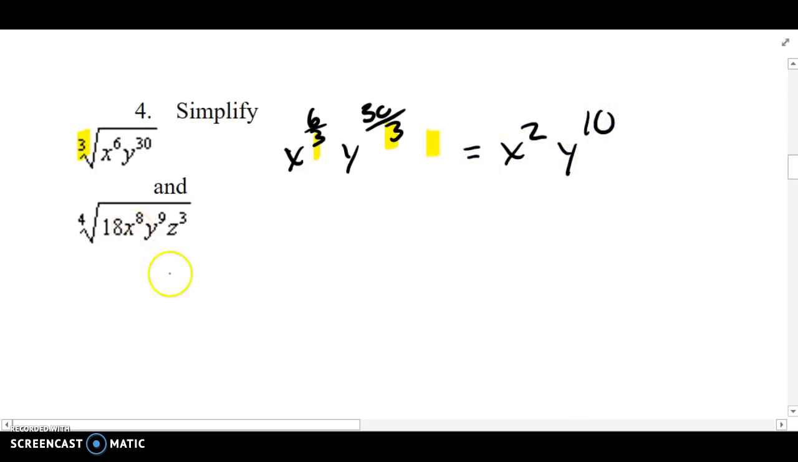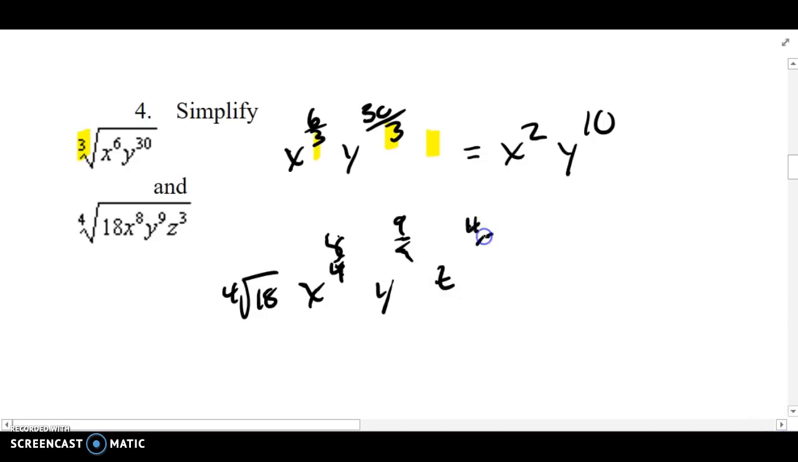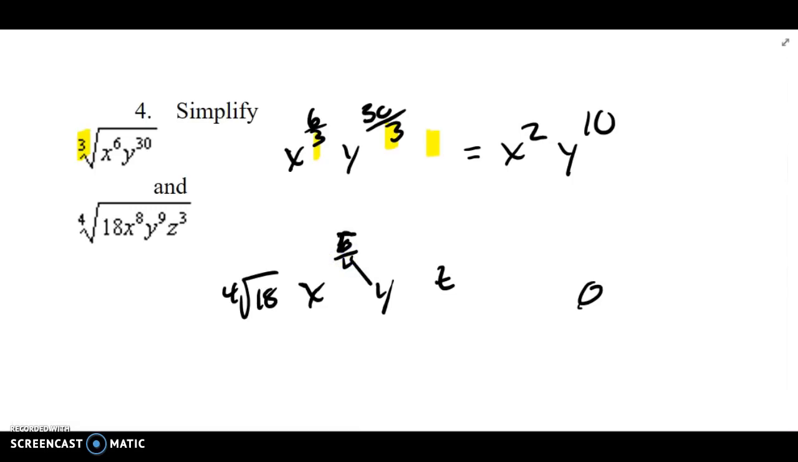Same thing here. The 4th root of 81 we can't do. So I'm just going to write the 4th root of 18. Sorry, we can't do, not 81, 18. But we can write x to the 8 over 4. We can write y to the 9 over 4 and z to the 4 over 3. And this pen is not being my friend right now, is it? So let's rewrite these because that pen was giving me some issues.